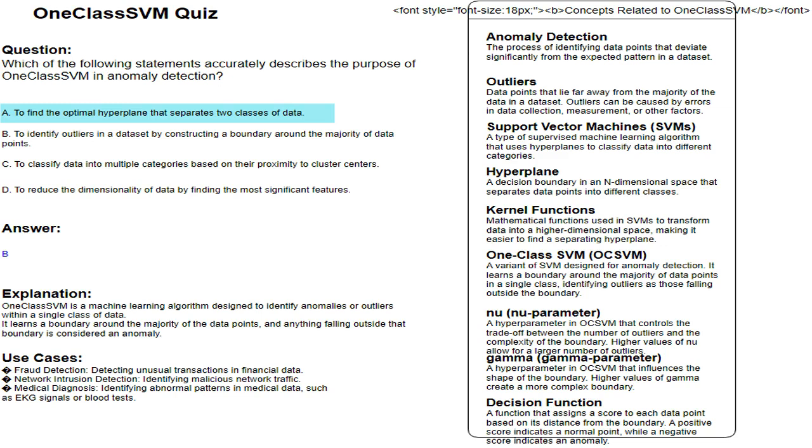The correct answer is B. Anomaly detection is the process of identifying data points that deviate significantly from the expected pattern in a dataset. Applications include fraud detection, detecting unusual transactions in financial data; network intrusion detection, identifying malicious network traffic; and medical diagnosis, identifying abnormal patterns in medical data, such as EKG signals or blood tests.